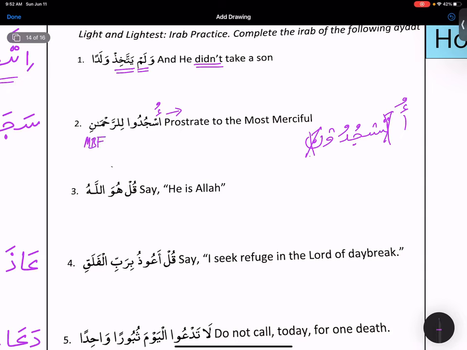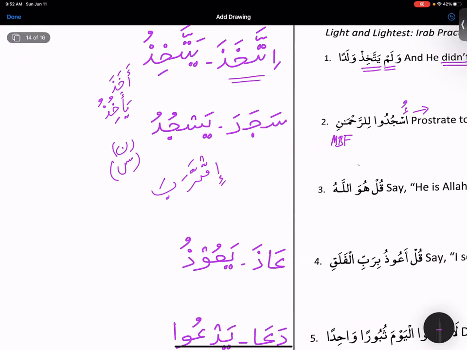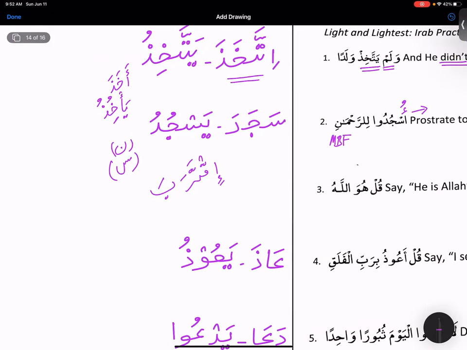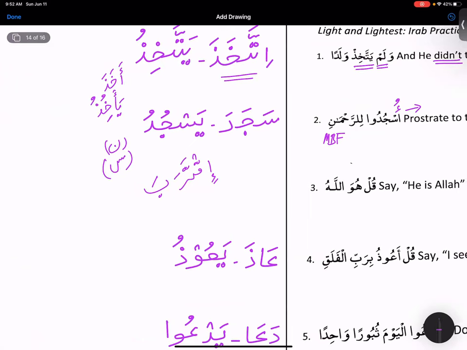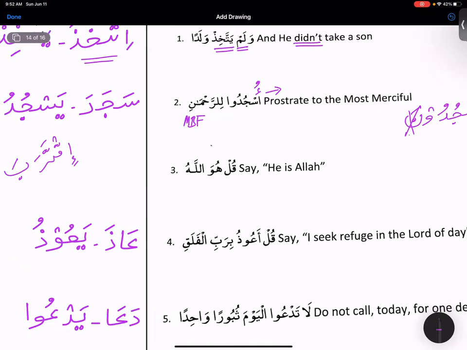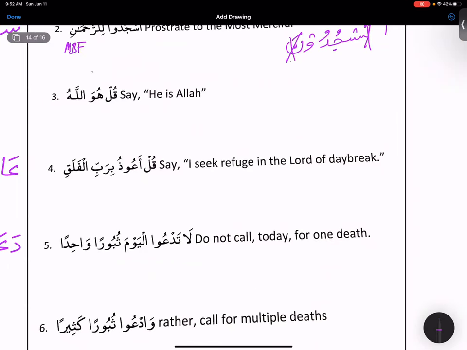Perfect. Easy. Alhamdulillah. And then this is Sajada Yasjudu, which makes it which Bab? Nasara. Exactly, Nasara. Okay, next one. Someone else needs to try.